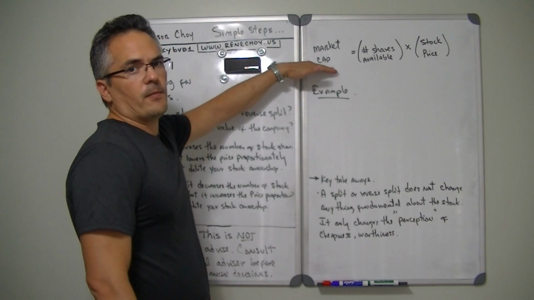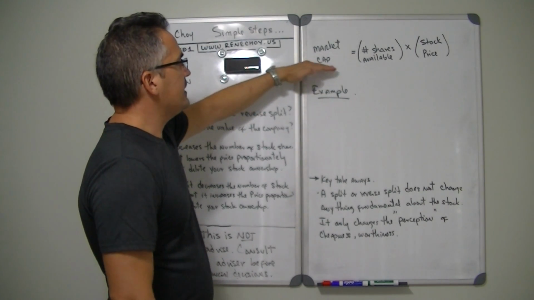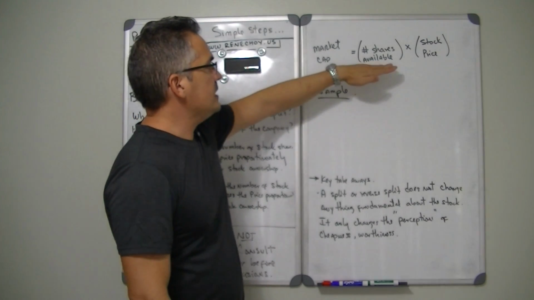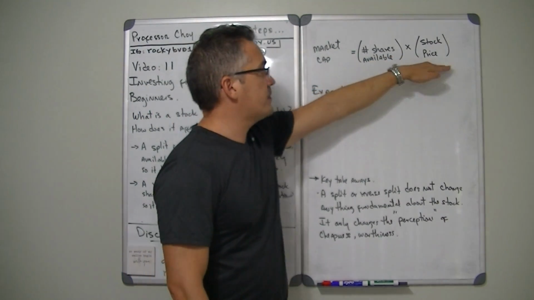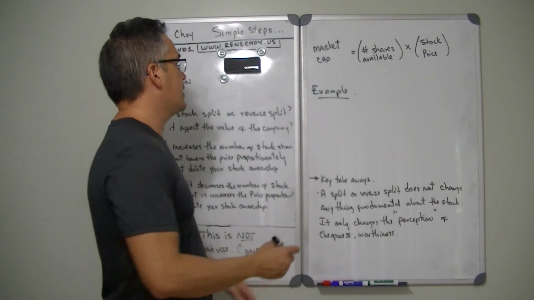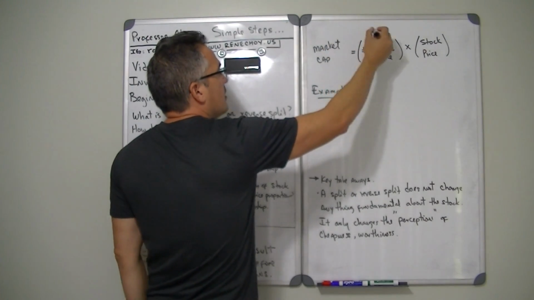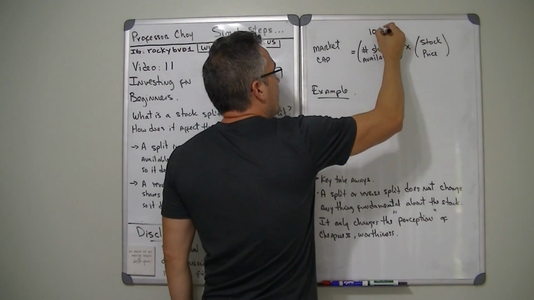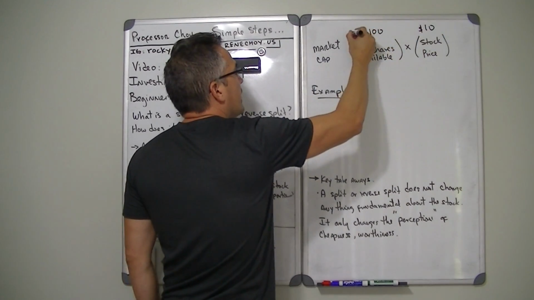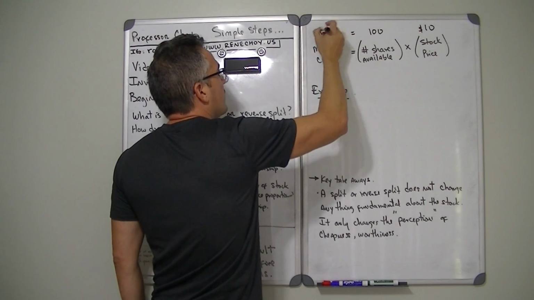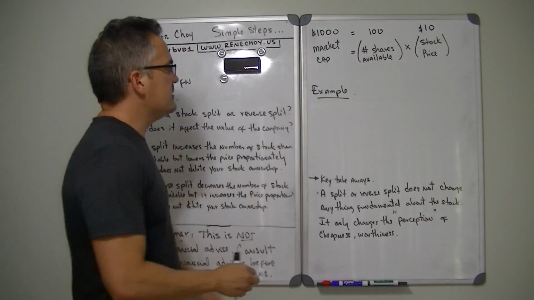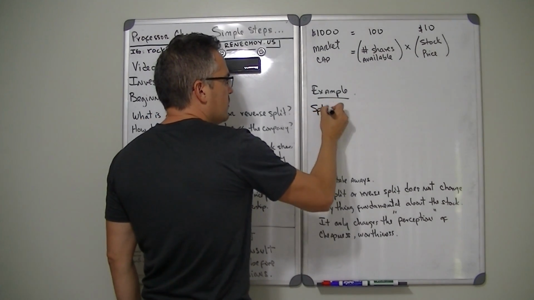You need to remember this formula here, which is basically the market cap, or the total value of the company in the stock market, is equal to the number of shares available times the price of the stock. And let's put an example there so that we can understand it. So let's say that we have a company that has 100 shares. Each one is $10 each, and therefore we have a market cap of 1,000. Okay? So, simple example.